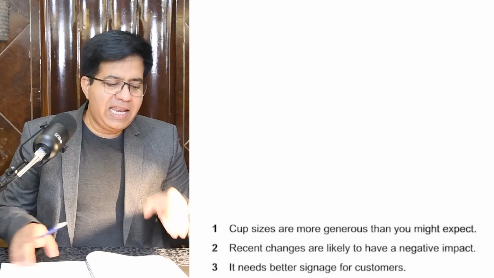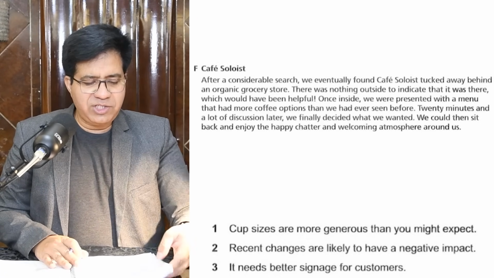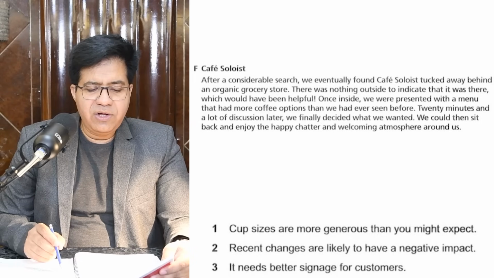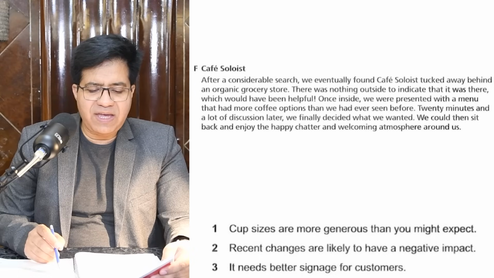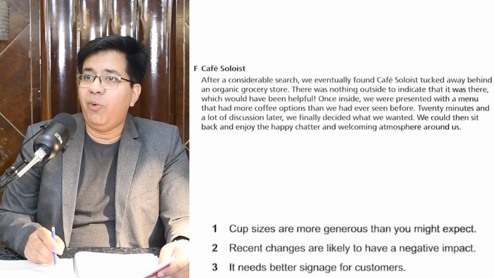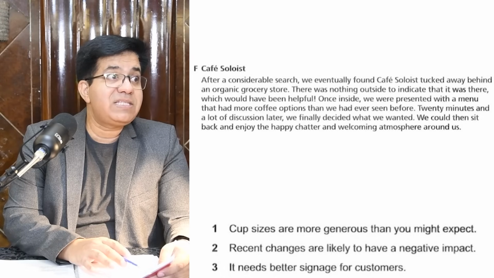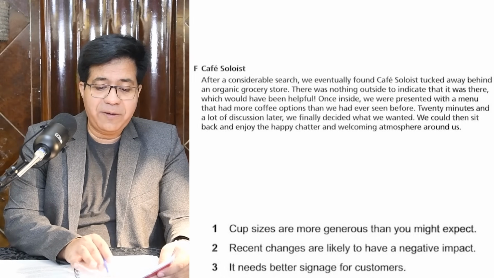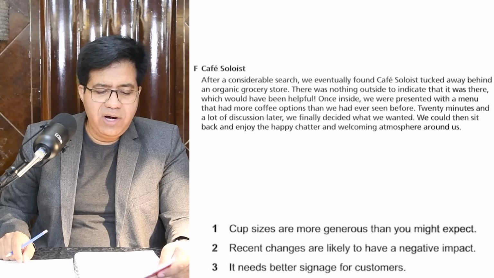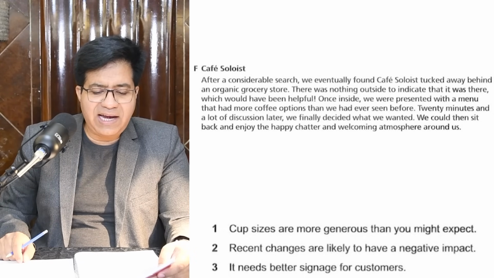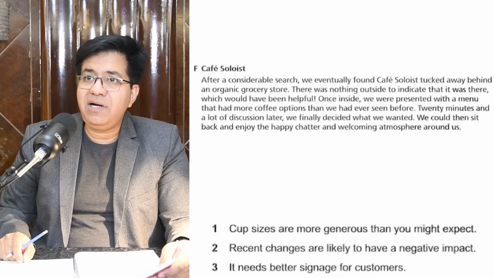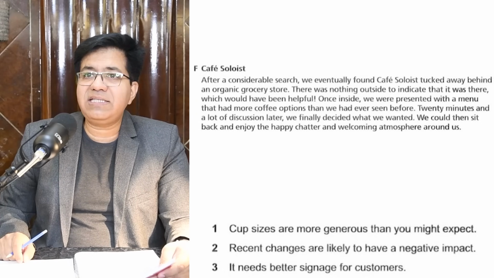And finally, we are left with paragraph F, and one question is left, signage. Let's read it. After a considerable search, we eventually found Cafe Soloit's, tucked away behind an organic grocery store. Now see that after a considerable search means they had to search for the cafe. It was tucked away. Tucked away means hidden. Behind an organic grocery store, there was nothing outside to indicate that it was there. Means there wasn't any signage. So question number 3, correct answer is F.